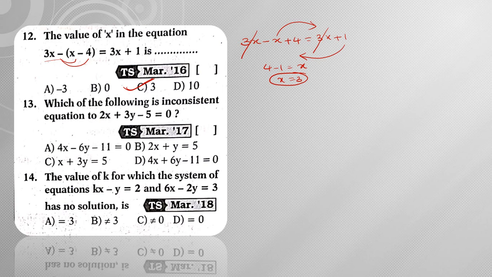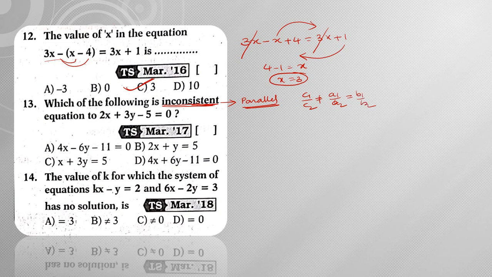Next, which of the following is an inconsistent equation to 2x plus 3y minus 5? So what is meant by inconsistent? Inconsistent means it should not have a solution. It should not have a solution means the lines should be parallel. So lines should be parallel means c1 by c2 should not be equal to a1 by a2, or c1 by c2 should not be equal to b1 by b2.